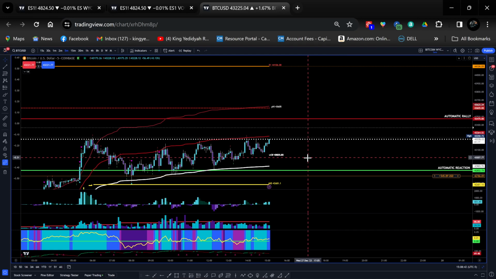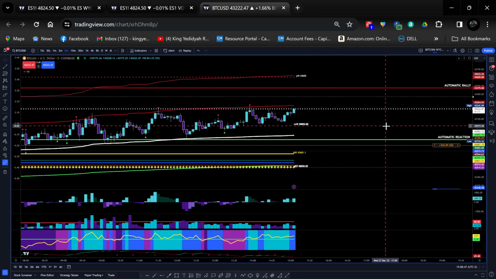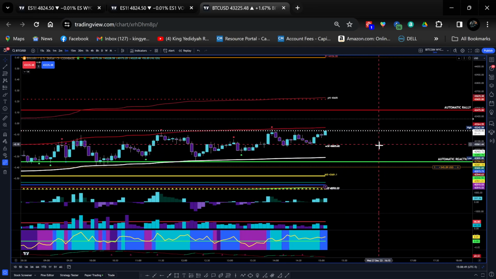Alright, that was my little trade breakdown, kind of carving out the strategy using VWAP.